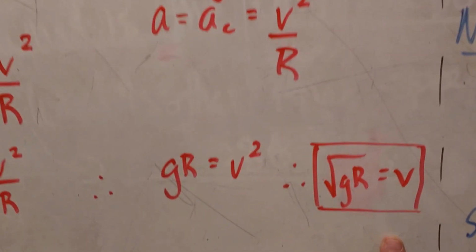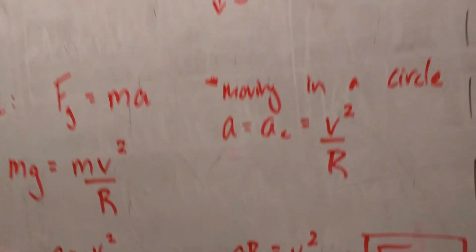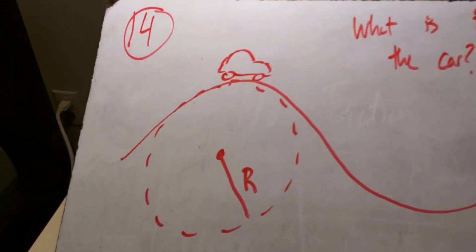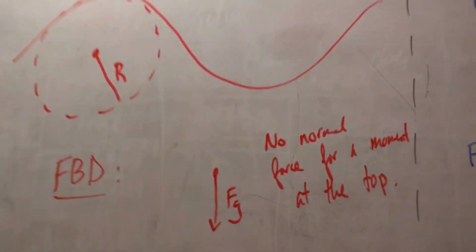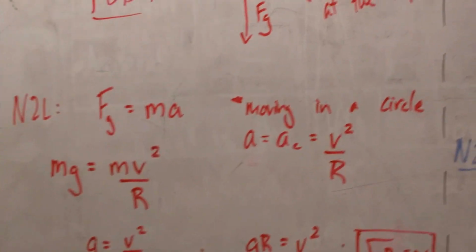And this is the velocity that you would need to drive at in order to, just for a moment, briefly lose contact with the road and feel no normal force. So that's the velocity for 14.